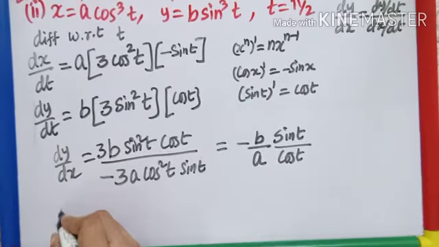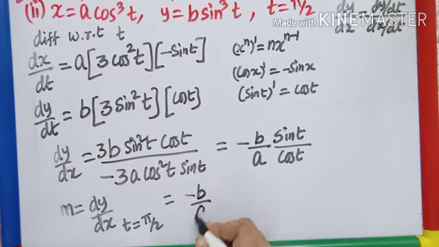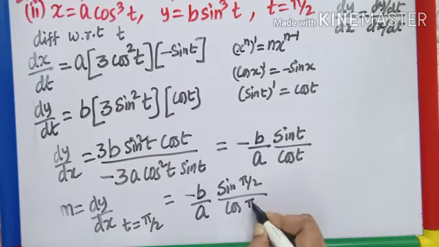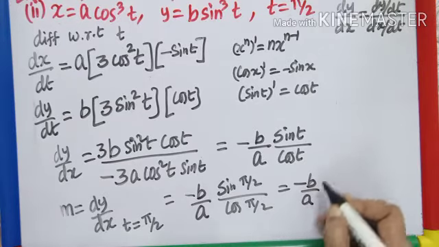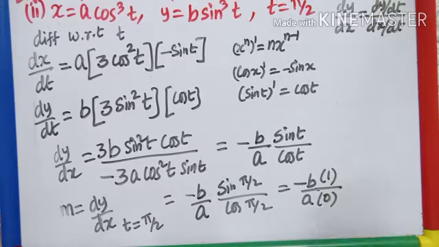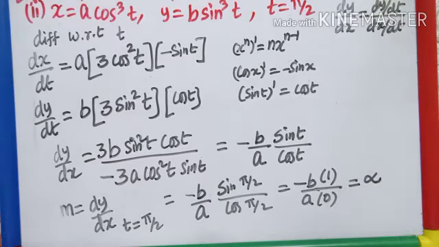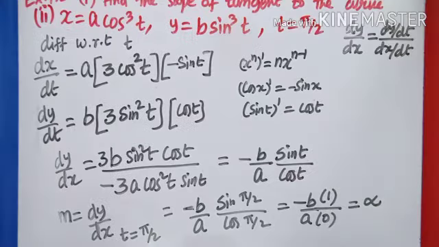My question is m. What is the m formula? dy by dx at the point t equals pi by 2. So minus b by a sin pi by 2 by cos pi by 2. Cos 90 is 0, whereas sin 90 is 1. The denominator is 0, so I will say my answer is infinity. So the slope is undefined for this problem.